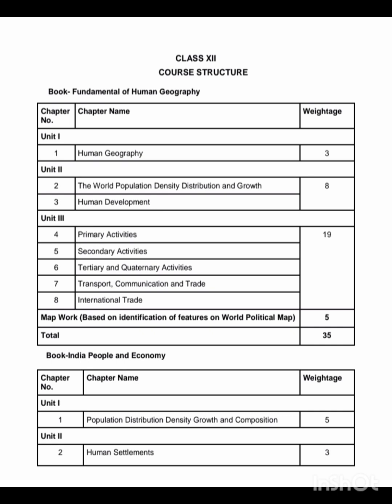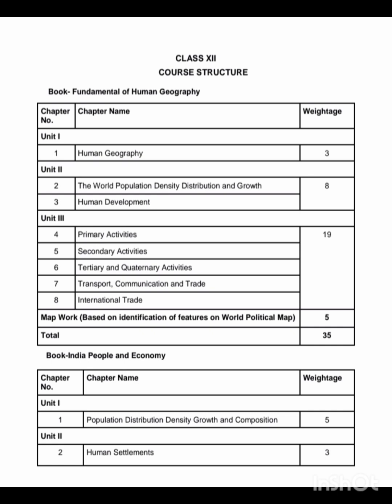Map work: from book 1, Fundamentals of Human Geography, you are going to focus upon the world political map, that is the world map. And do not be worried, because here the question will be only based on identification. Once we see the detailed syllabus of the map, we'll find which things we are going to learn for identifying. So here in the world map you need to only focus on identifying the things.